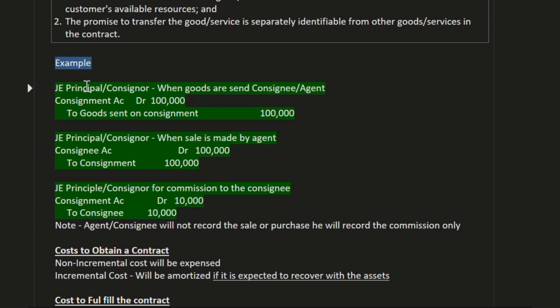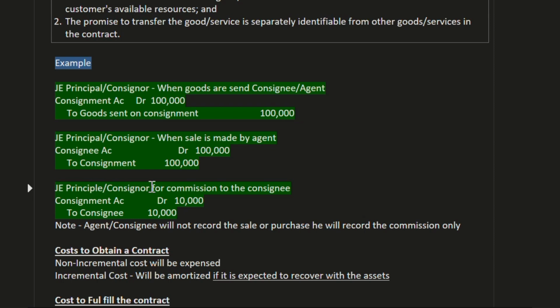Now, journal entries. Principal means consignor. When goods are sent to the consignee, this journal entry will be shown in the books of the consignor. So the consignor will pass the journal entry: consignment account DR to goods sent on consignment. For example, we have goods valued at 100,000. So 100,000 DR to 100,000 CR. Now, when a sale is made by the agent or consignee, consignee account DR to consignment account. Then this general entry will be shown in the books of the consignor.